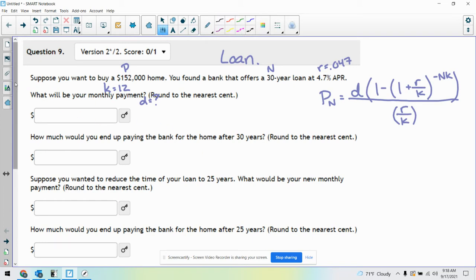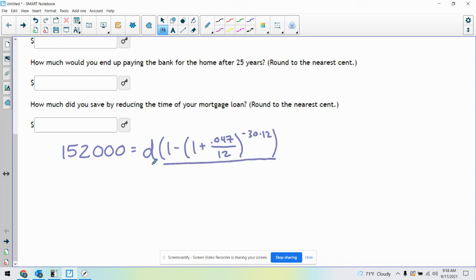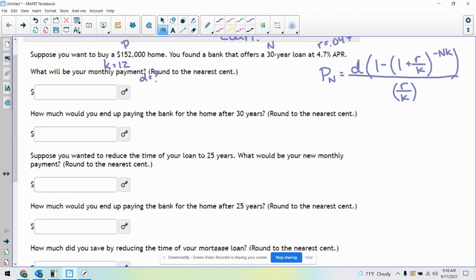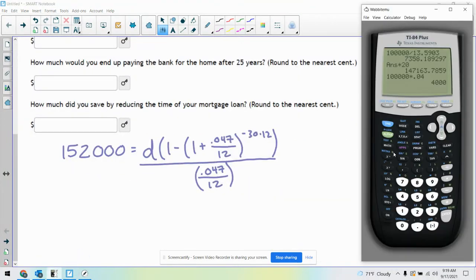So I'll write out my formula with those values and solve for D. 152,000 equals D times 1 minus 1 plus 0.047 over 12 to the negative 30 times 12, all over 0.047 over 12. Okay, so I see you got most of the other questions in this section correct, so I'm just going to go through it kind of quickly and get you the answer for D.